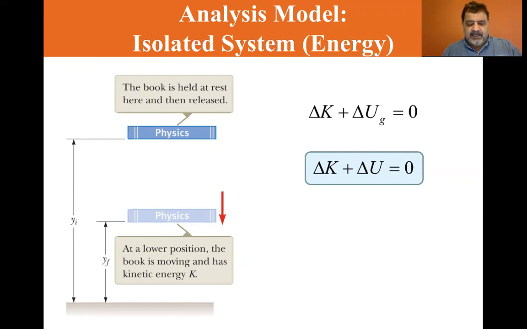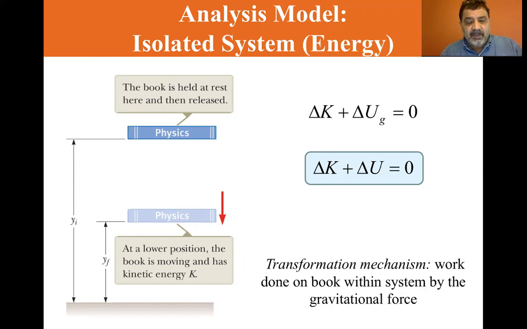Again, as the potential energy decreases, the kinetic energy increases, and as the kinetic energy increases, the potential energy decreases. In the case of the falling book, the transfer mechanism is the work done on the book within the system by the gravitational force.